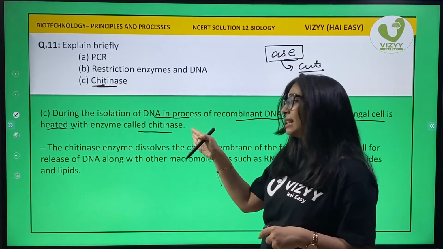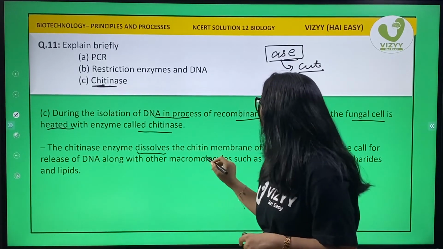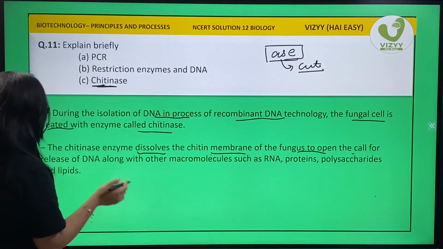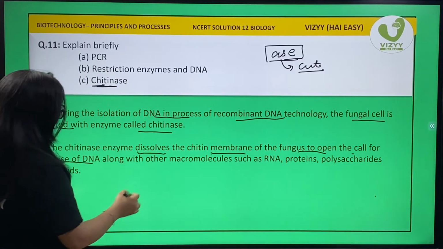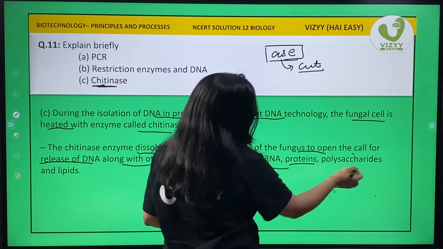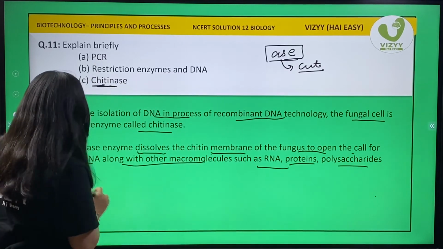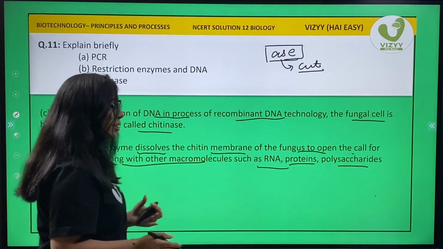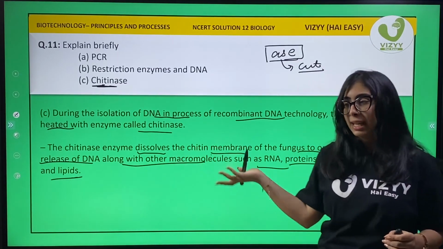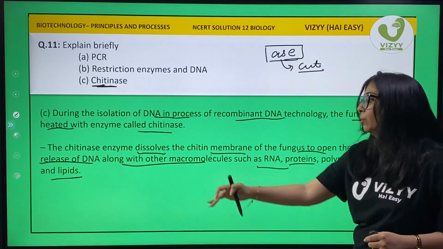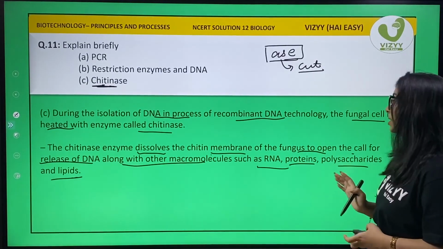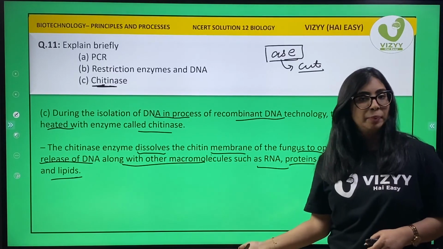This chitinase enzyme dissolves the chitin in the fungal cell wall and opens the cell for release of DNA along with macromolecules such as RNA, proteins, polysaccharides and lipids. Okay students, so remember chitinase dissolves the fungal cell wall, which makes the cell open and accessible to things like RNA, protein, polysaccharides and lipids.